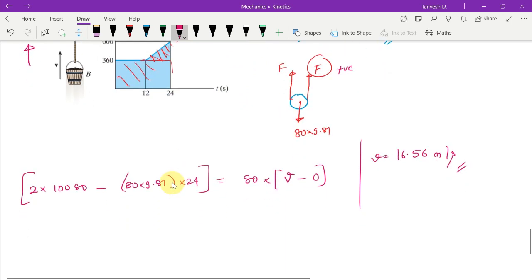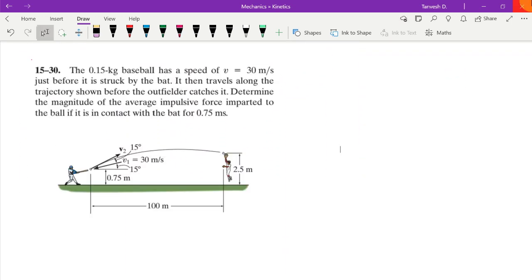Fine. Let us solve one more numerical. So what is given in this question is, mass is 0.15 kg. The baseball has a speed of 30 meters per second. I'll consider that the baseball is coming here. What is exactly happening is the baseball is coming and this striker is striking the baseball, and after that the baseball attains the final velocity.